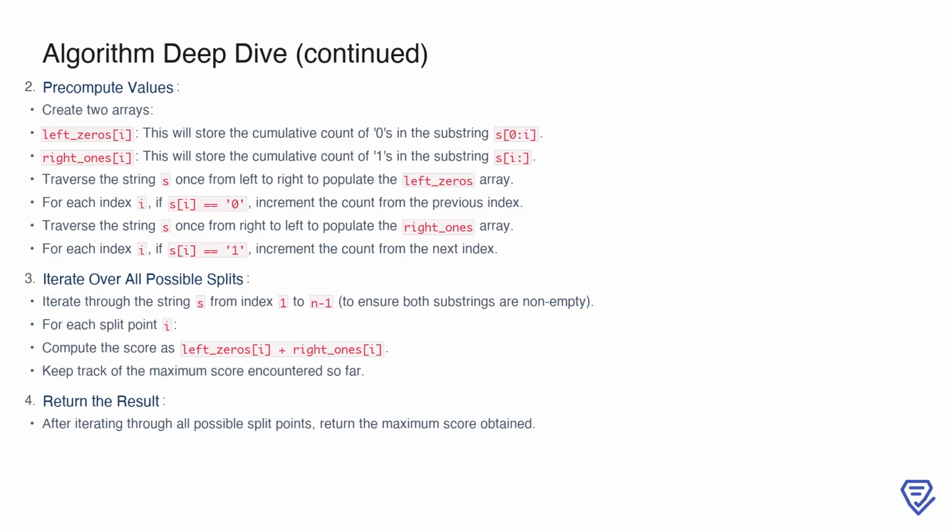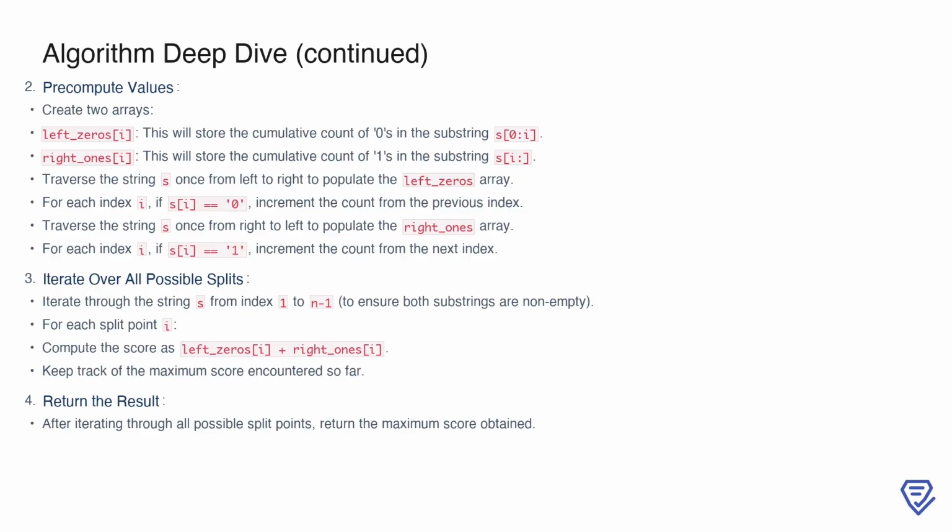The left_zeros array will store the cumulative count of zeros from the start of the string up to each index. Similarly, the right_ones array will store the cumulative count of ones from each index to the end of the string. To build these arrays, we traverse the string twice. First, we traverse from left to right to populate left_zeros.